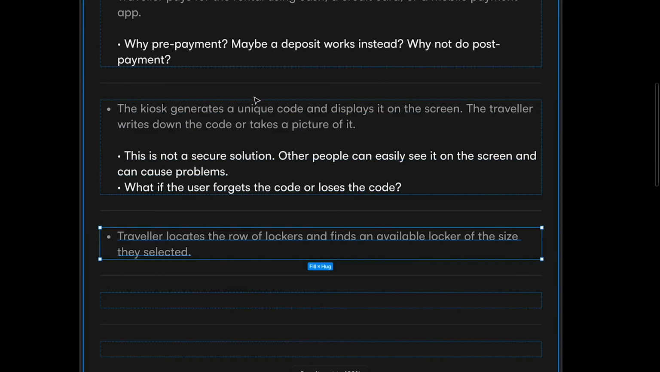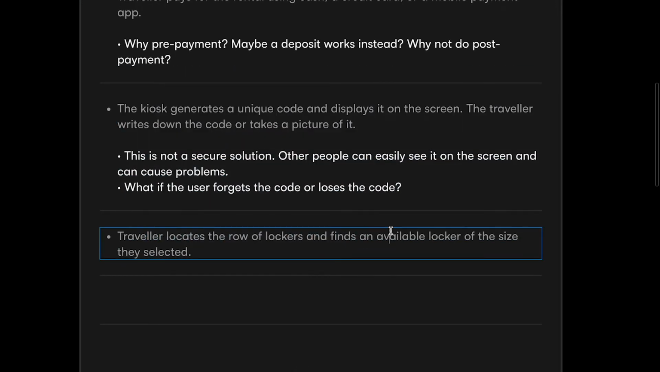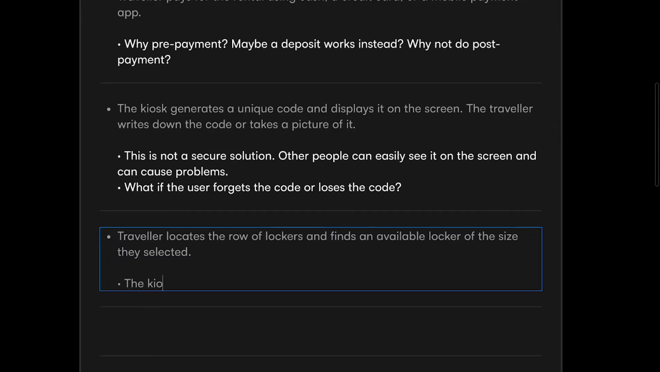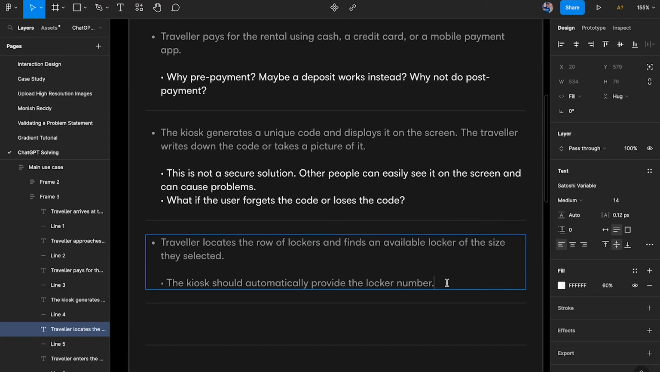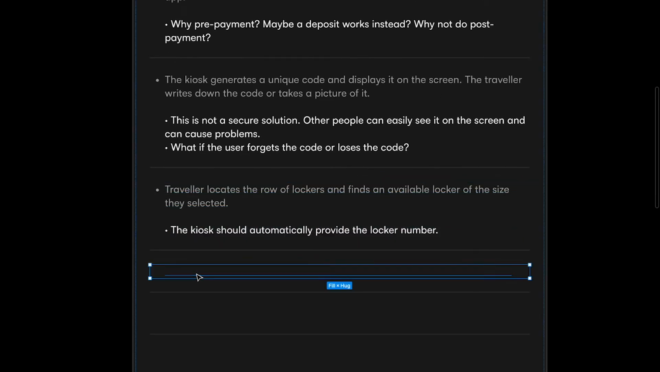Now, the traveler has the unique code. The traveler locates the row of lockers and finds an available locker of the size they've selected. Now, here, ChatGPT is saying that the user has to find an available locker, but I think that makes no sense. The kiosk should automatically provide the locker number. I think that makes a lot more sense. Let me just go ahead and make this 100% so we can see it better. All right, perfect.